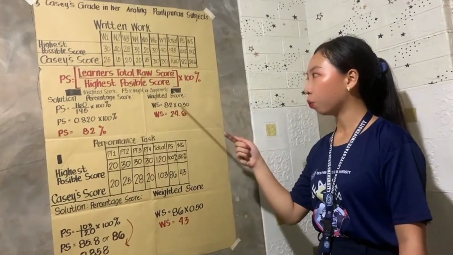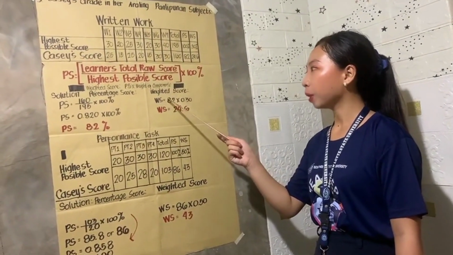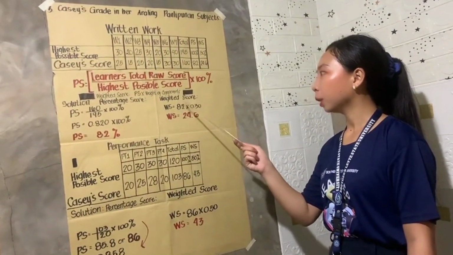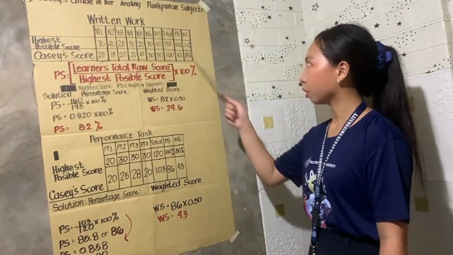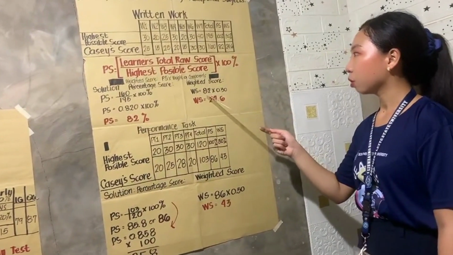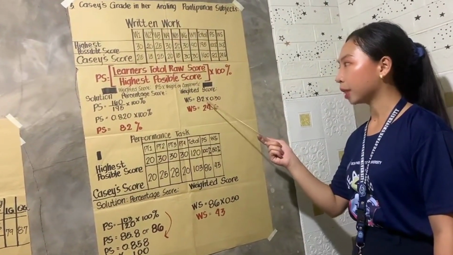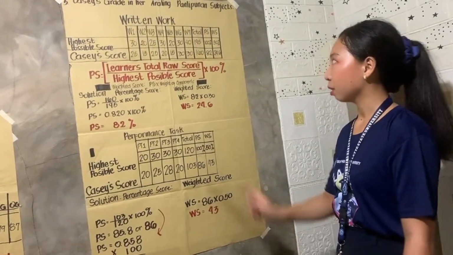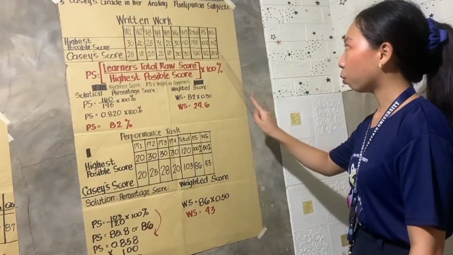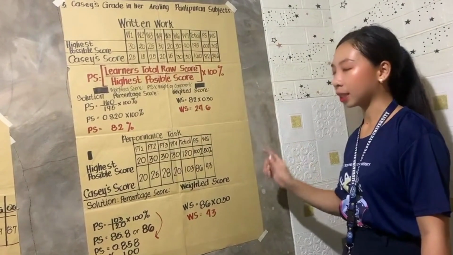So we're going to put 82% for the percentage score, and we're going to compute as well the weighted score. Percentage score multiplied by the weight of the component, which is 30%. So 82 multiplied by 0.30, that would be 24.6. So the weighted score is 24.6.